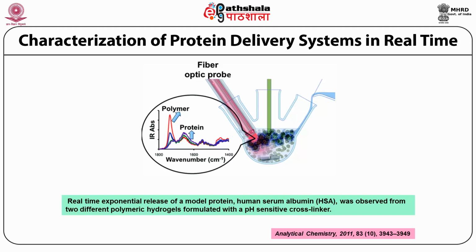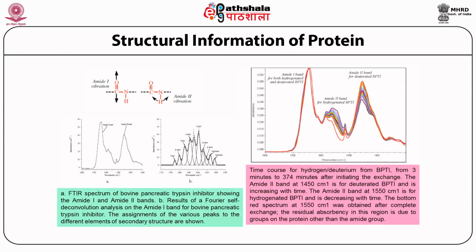So the pH sensitive cross linker carries protein, but once the protein is released inside the cell in a time dependent manner, the peak of protein intensity is increasing, and that's what you can take advantage of with real time FTIR to see the amount of protein released from the hydrogels in a time dependent manner. It gives you an idea about how structural information on protein can be derived from the FTIR.